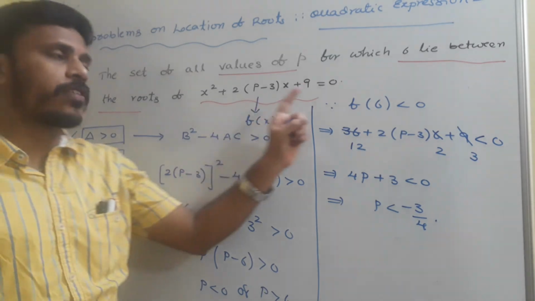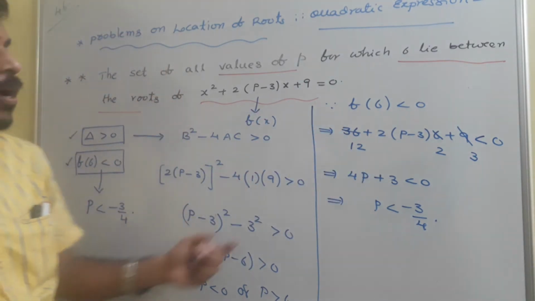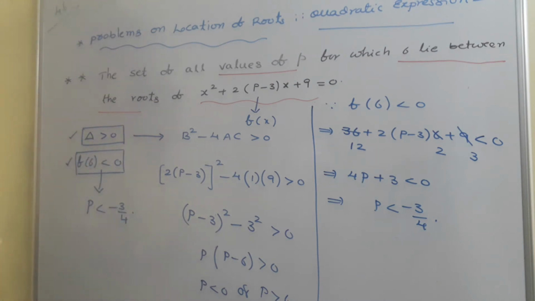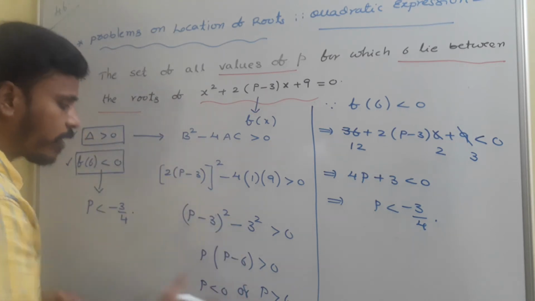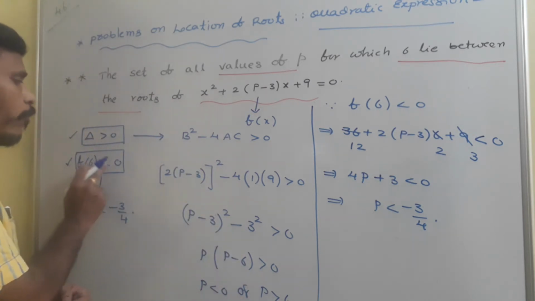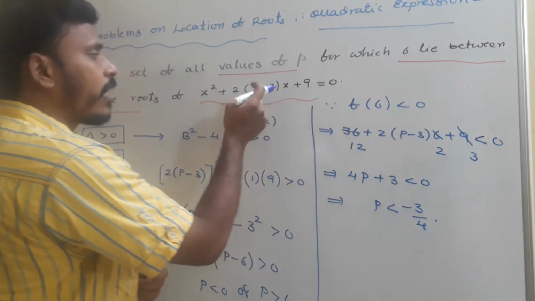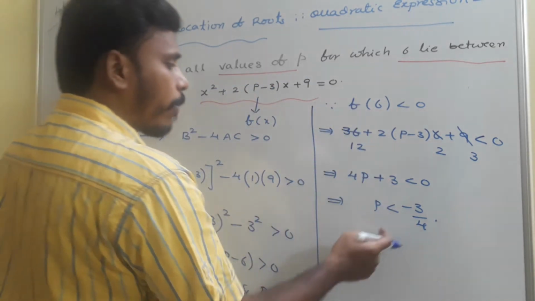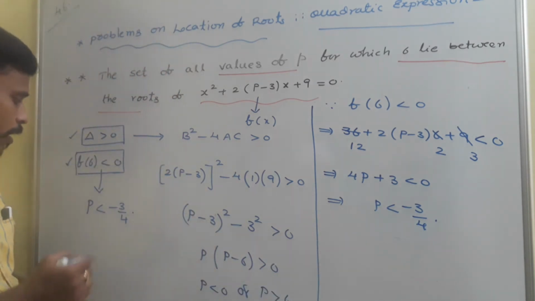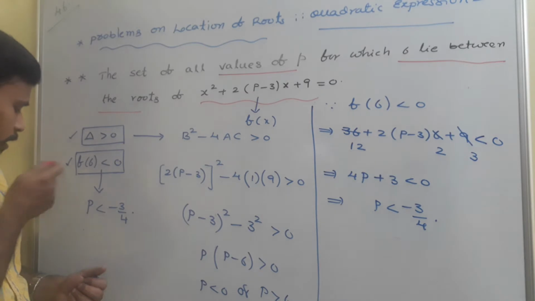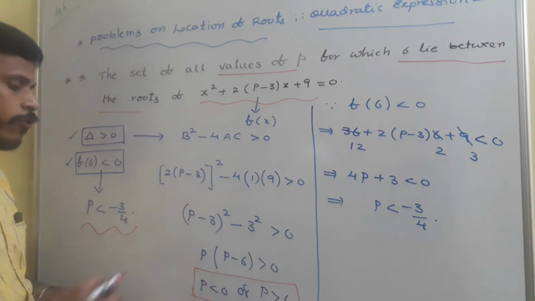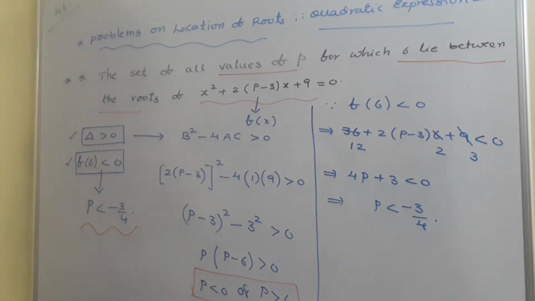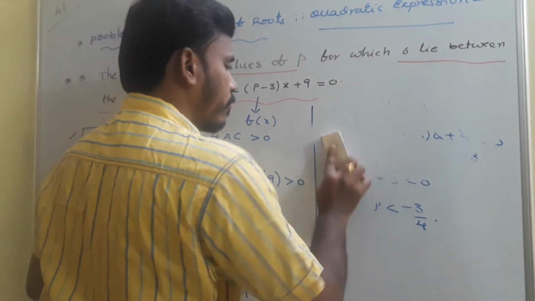Very clear. Since f of 6 less than 0, replace x with 6, and from there we have that p less than minus 3 by 4. Okay, so we have only two conditions. Delta greater than 0 gives that p less than 0 or p greater than 6, and f of 6 less than 0 gives, just replace x with 6 and that value is less than 0, from there p is less than minus 3 by 4. Now see, this is one range for p, less than minus 3 by 4. This is another range, p less than 0 or p greater than 6, and we need to find out the final solution.